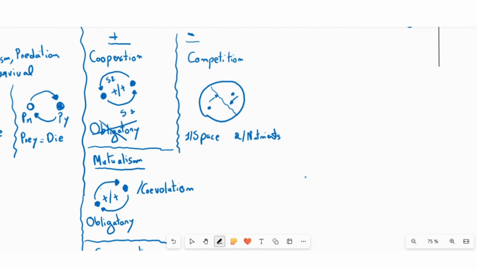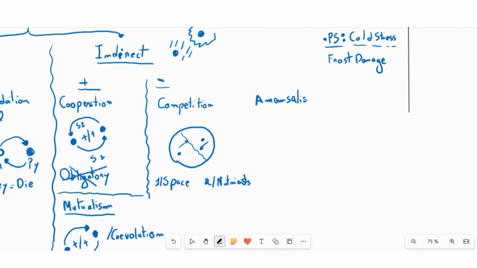Now, another one is amensalism. Sorry if my writing is hard to read.